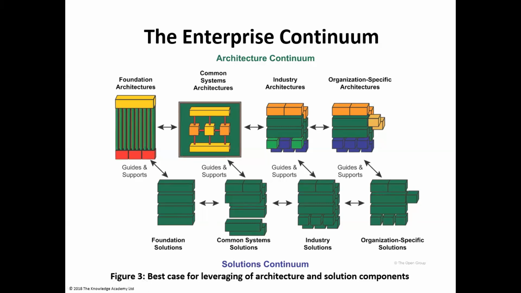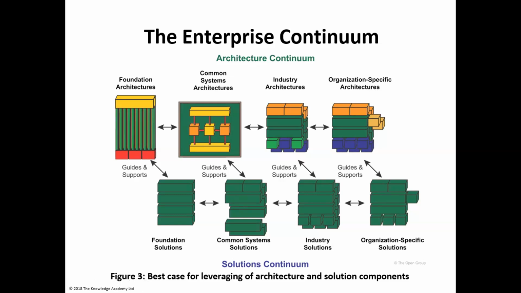Let me give an example here. Now, imagine you are the owner of Amazon, and you want to develop an architecture for Amazon. What type of architecture will it be? Will it be a common system architecture? Will it be an industry architecture? Will it be organization specific? What type of architecture will you be making for Amazon? It would be organization specific, because it is an organization, correct?